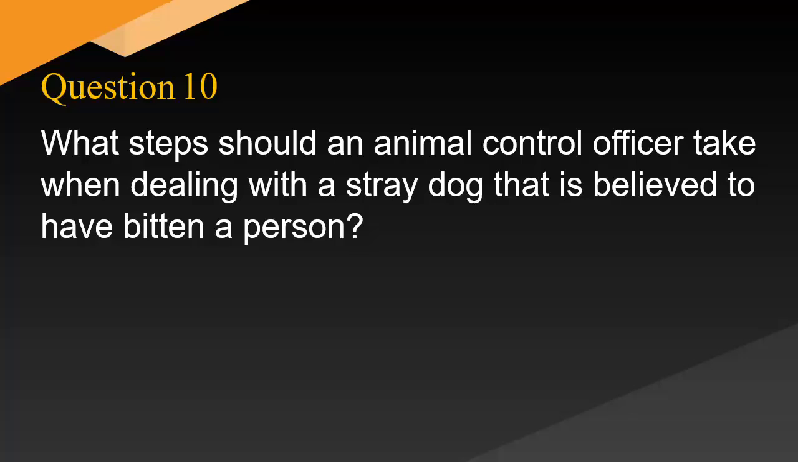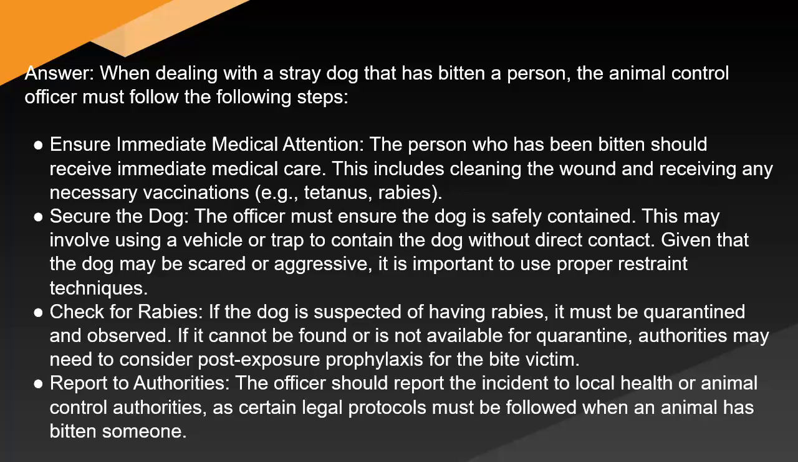What steps should an animal control officer take when dealing with a stray dog that is believed to have bitten a person? Answer: when dealing with a stray dog that has bitten a person, the animal control officer must follow the following steps. Ensure immediate medical attention. The person who has been bitten should receive immediate medical care. This includes cleaning the wound and receiving any necessary vaccinations, e.g., tetanus, rabies.